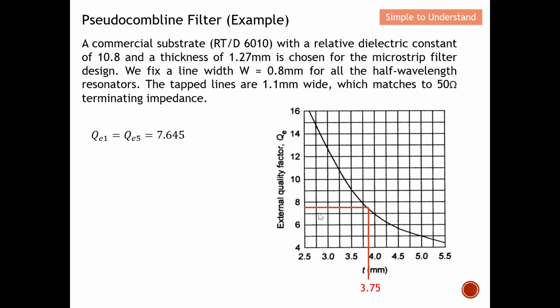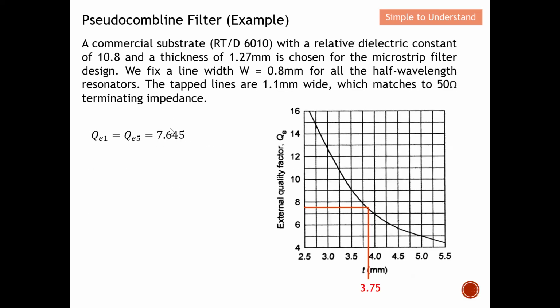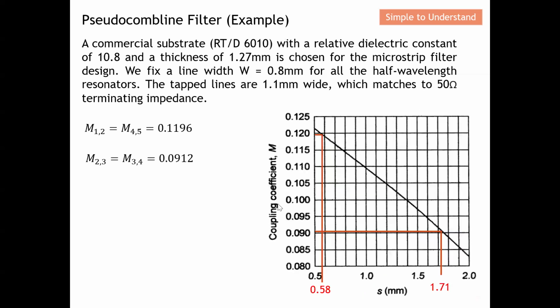I will mention a little bit more, but remember earlier on I mentioned that we also need to control the location of the input and also the output. Earlier on we have calculated the external, so this part here, QE1 and QE5, is actually to determine the location on the external quality factor. So we have this 7.645. You just need to find this 7.645, roughly around here. From here, we calculate that the T distance will be 3.75 millimeter here.